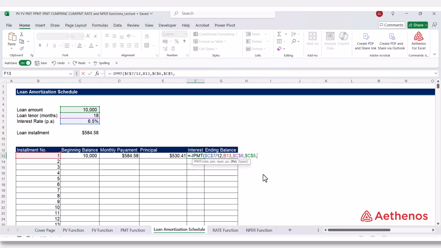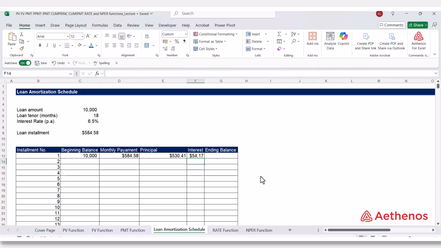And then future value is going to be 0. And type is going to be 0. And I can press enter. So I get $54.17. It's the interest component in this installment. So if I add these together, if I highlight this, I can check in the status bar, the total sum is $584.58, which is equal to the monthly installment.